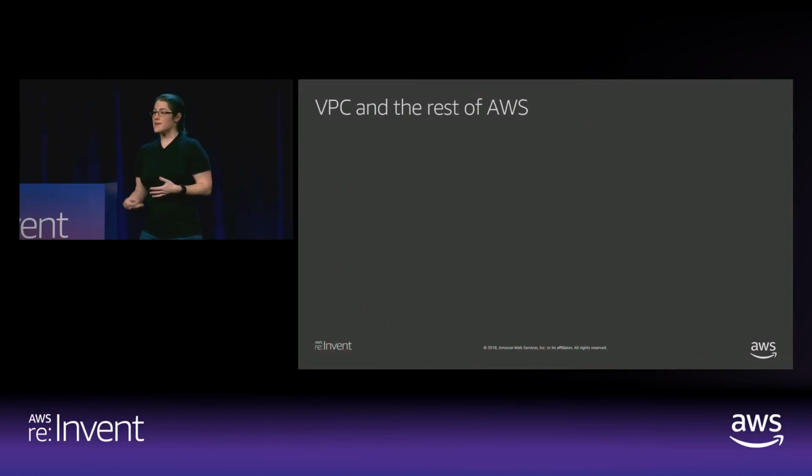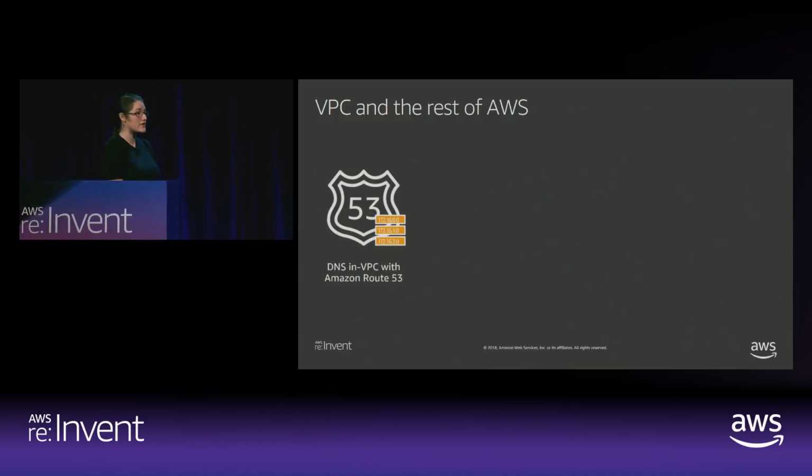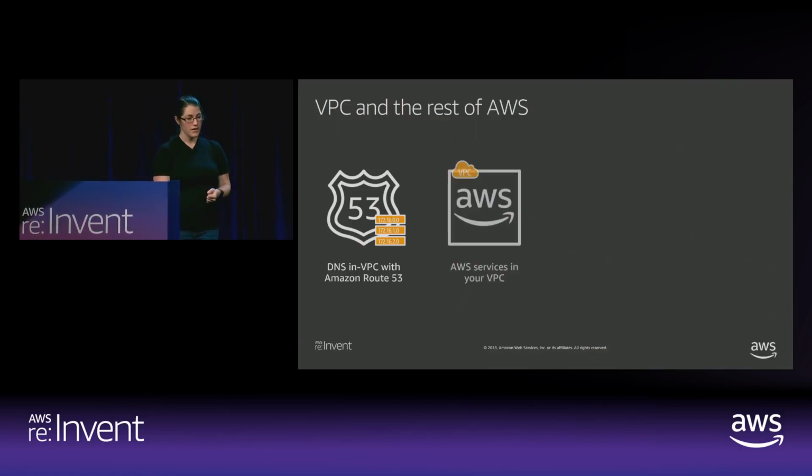So let's talk about some of those other AWS services that we have. We're going to talk about DNS with Route 53 and how you can do cool stuff in your VPC using Route 53. We're going to look at various AWS services that run inside of your VPC.